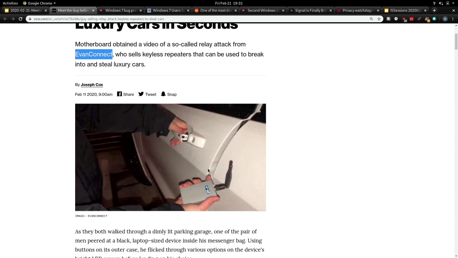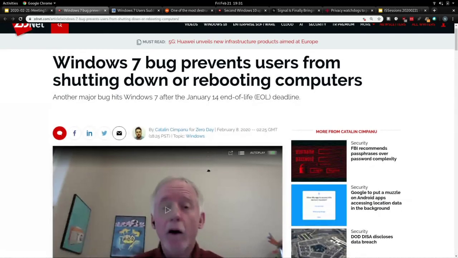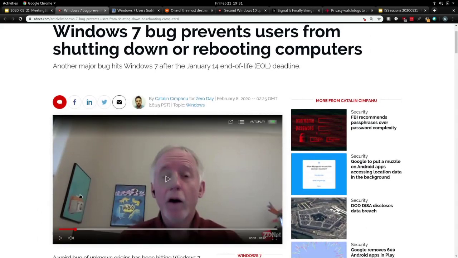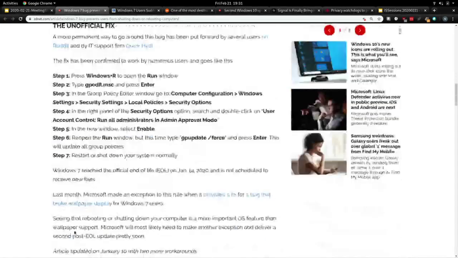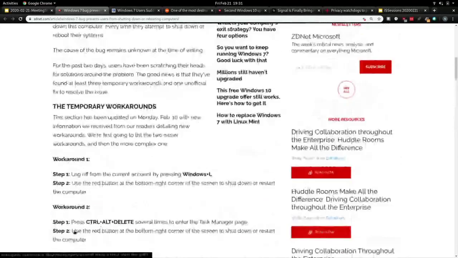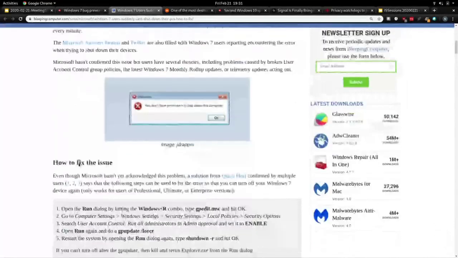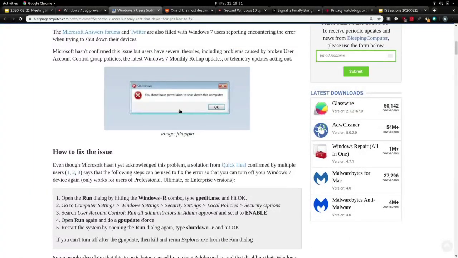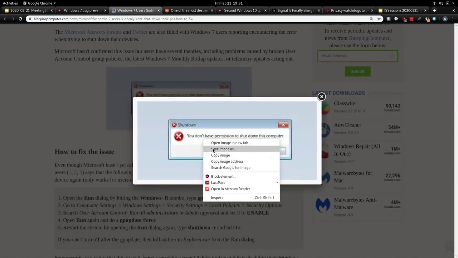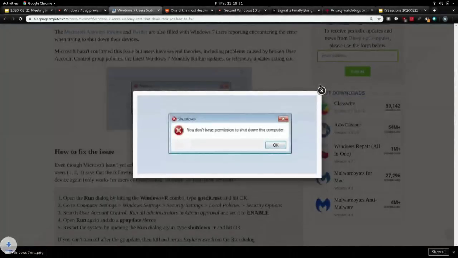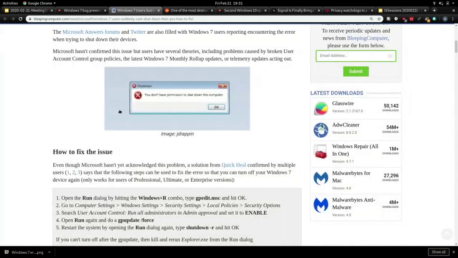Yeah, so there's a Windows 7 bug that prevents users from shutting down or rebooting their computers. I think if we scroll down, we'll see a screenshot where it basically says no. You mean this article here? Yes. So it just says that you don't have the correct privilege to shut down or reboot your computer. I'm saving this. That's going to be so useful.